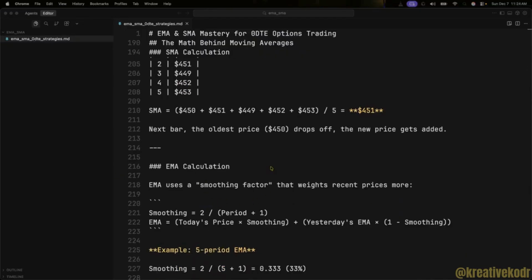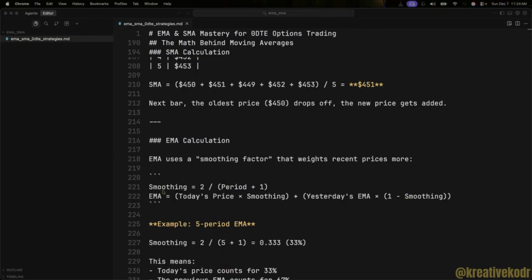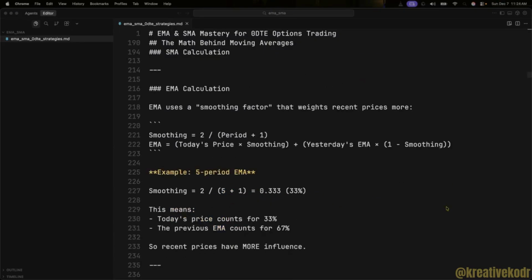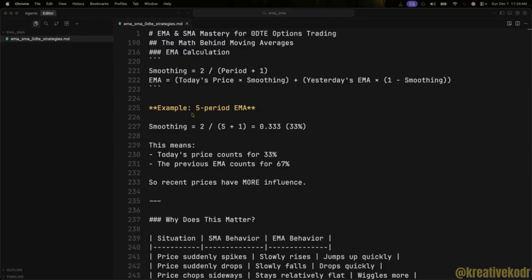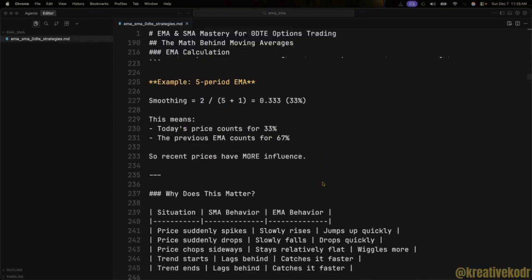So for the EMA, it uses a smoothing factor that weighs the recent prices more. So smoothing equals 2 divided by the period plus 1. So today's price times smoothing, plus yesterday's EMA times 1 minus smoothing. Example, a 5 EMA: 2 divided by 6, okay, we have our equation here. So this means that today's price counts for 33% and the previous EMA counts for 67%. So recent prices have more influence.